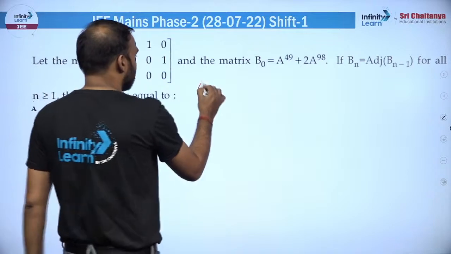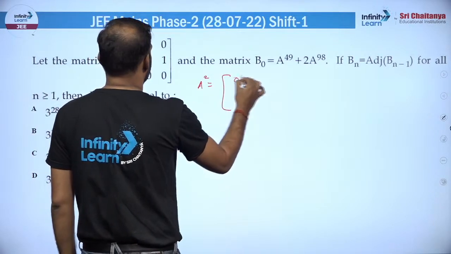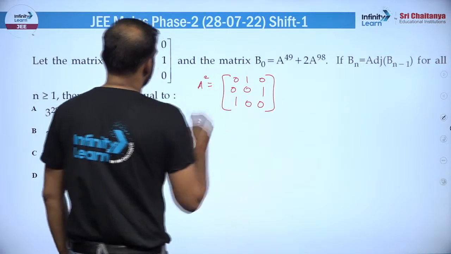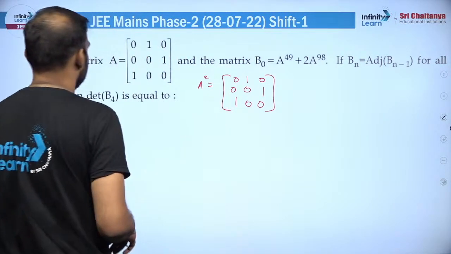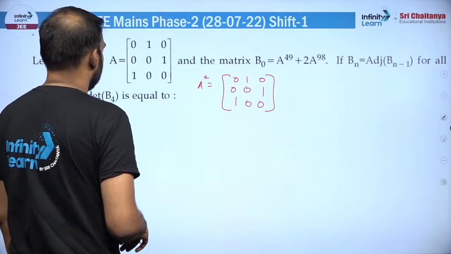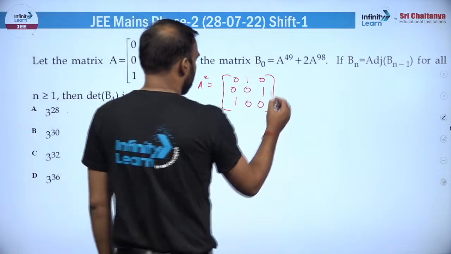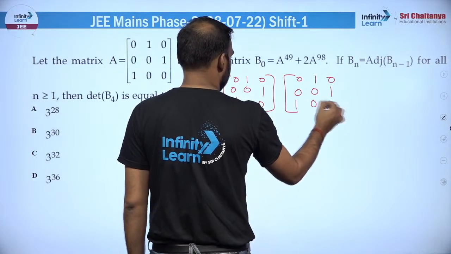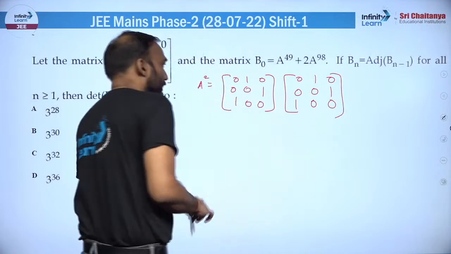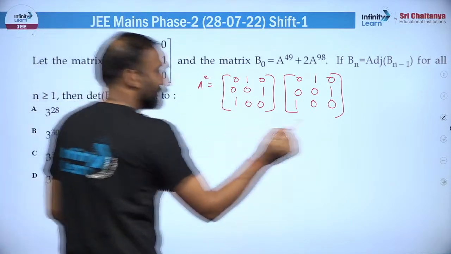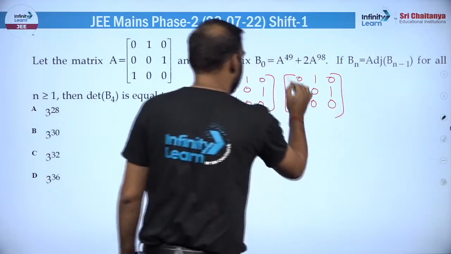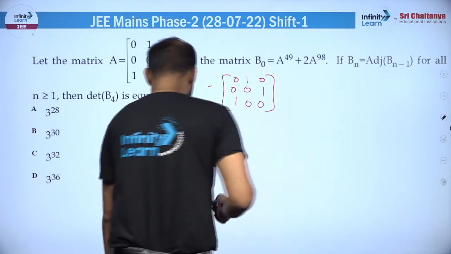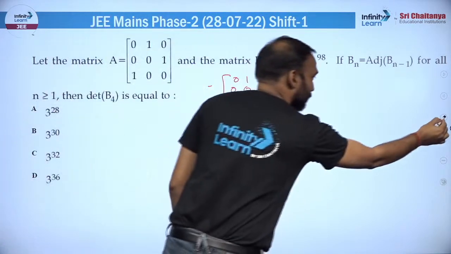So over here, I'll first find out A square. So what is A square? Because I need to understand the pattern. Yeah, so A square is 0, 1, 0, 0, 0, 1, 1, 0, 0. Or one more thing, instead of finding out the A square, we can directly do this problem, right? So why waste time on A square? I'll give you a trick. Observe over here.